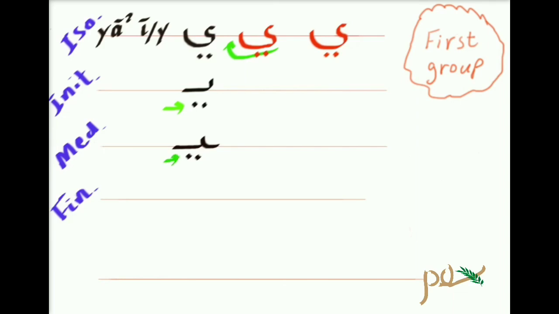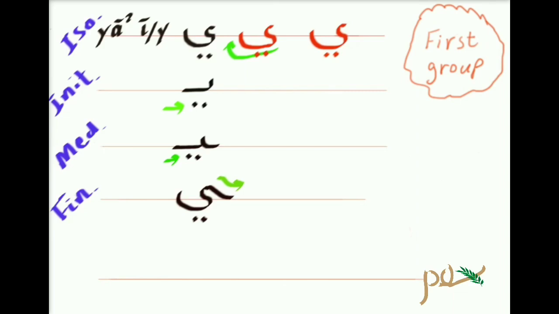They are similar to the others. The final form is also similar to the isolated one. The only difference is this curve from the head of the duck, which makes it connectable to the letter before. This curve.